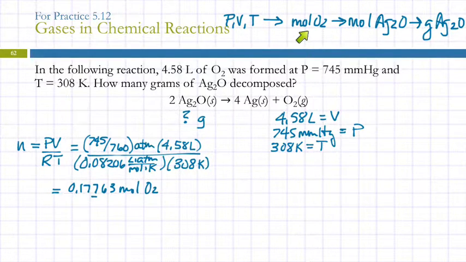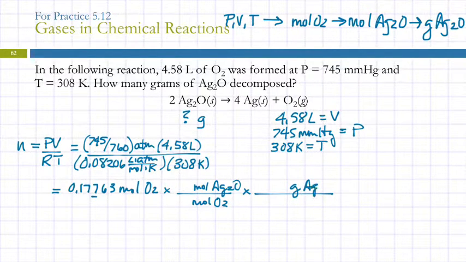So now I'm here, and I'm just going to follow this using dimensional analysis, moles of oxygen to moles of silver oxide to grams of silver oxide. So I'm going to go to moles of silver oxide. I'll be dividing by moles of oxygen. And then I'm going to go to grams of silver oxide, dividing by moles of silver oxide. This is my mole ratio, comes from the coefficients. 2 moles of silver oxide for 1 mole of oxygen.